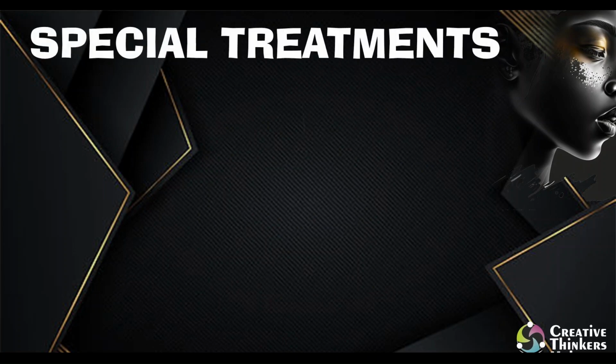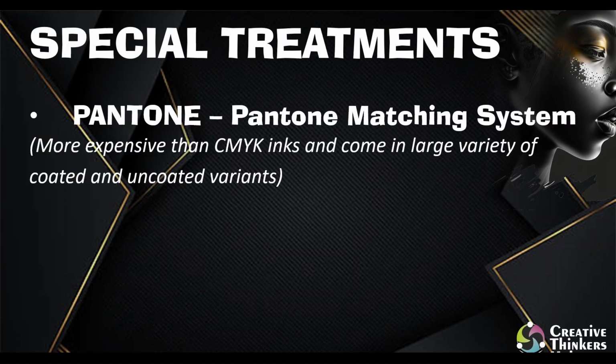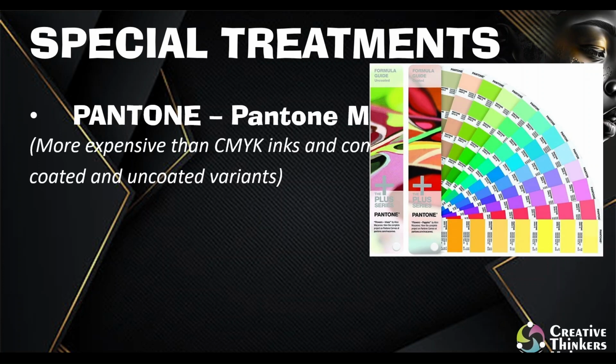Now, special treatments. In special treatments, as I said, Pantone or Pantone Matching System. These inks are special inks. Obviously because they're special, they are more expensive than our regular CMYK inks. They come in a large variety of coated and uncoated variants. The variants could be solid Pantone, regular Pantone, metallic Pantone, neon Pantone, and those kinds of Pantone special inks can be got. So you get these special series. So this is how it is.